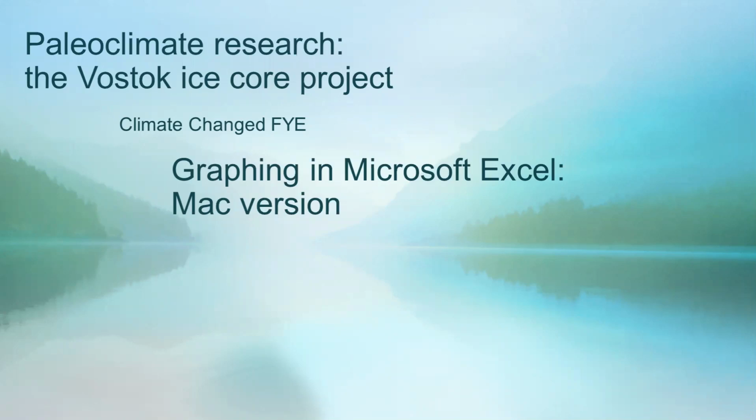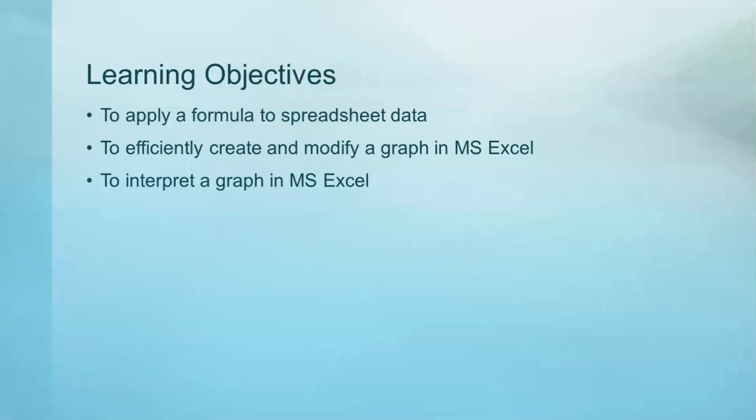Specifically, what I'm hoping that you'll be able to do by the end of this tutorial is to, first of all, apply a formula, which really is just making a simple calculation based on data that are in your spreadsheet. It turns out that for this activity, only if you're in the paleo temperature group will you be creating a formula.